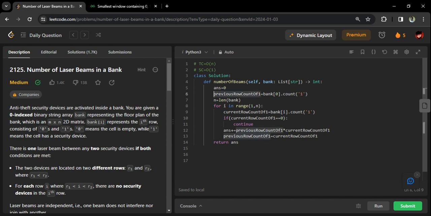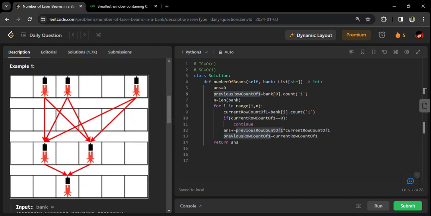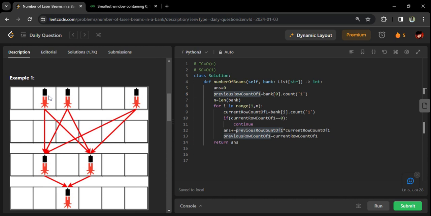So for row 0, what I'm doing is declaring a variable called previous row count of 1. This variable has a meaning, so this time I'm not simply using arbitrary variables. I have kept a meaning for them. Okay, they are meaningful variable names, right? Previous row count of 1. What do you mean by previous row? See, try to understand this. If I have to find the number of beams between row 1 and row 3, I should know the number of devices in row 1 and the number of devices in row 3. Only then I can do that, right?